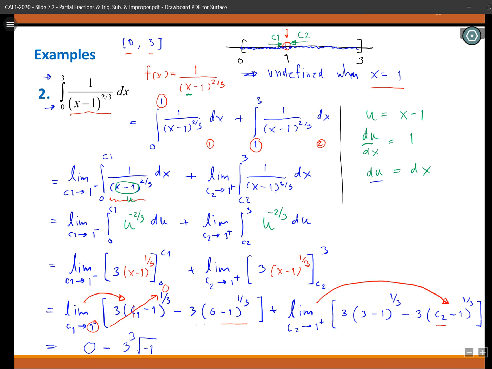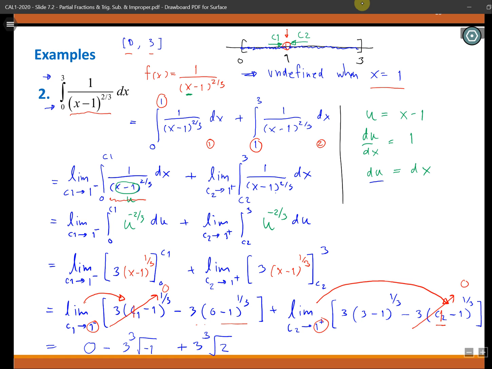Alright, now next one, we are going to look at the limit of the back term. So we are going to replace C2 with 1. 1 minus 1 here becomes 0. So this whole term goes to 0. Right? So we only have the front term left. So that would be plus 3, and 3 minus 1 becomes 2, and it's going to be a cube root.